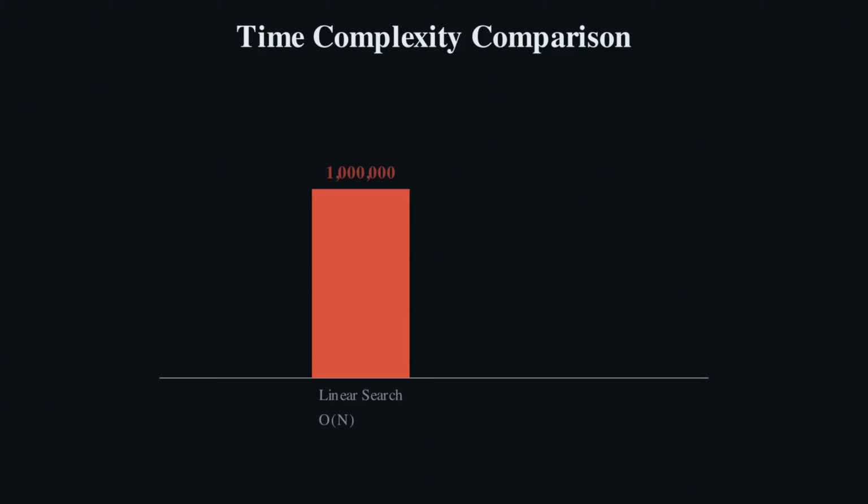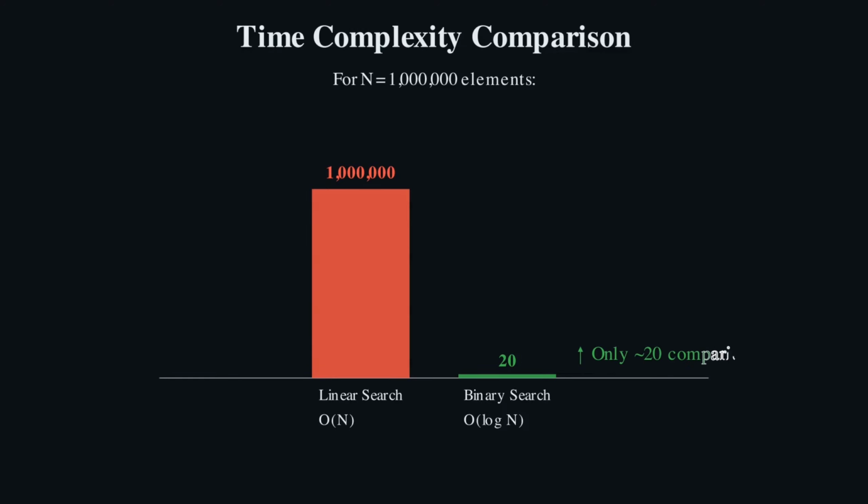Let me give you a quick sense of how powerful this is. For a list of just 1 million elements, linear search might need up to 1 million comparisons in the worst case. Binary search, however, only needs around 20 comparisons. Yes, just 20. That's the magic of logarithmic time complexity.